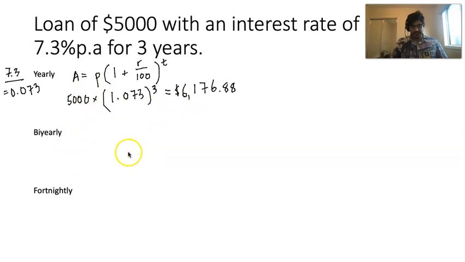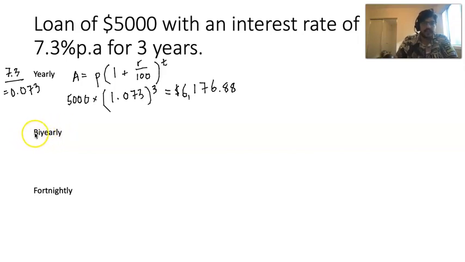Cool. So that's fine and dandy, and it makes complete sense. We've done this calculation if we did it yearly. But what happens when it's actually calculated bi-yearly? Bi means 2. It's not every 2 years, that would be biannually. Bi-yearly means twice a year.